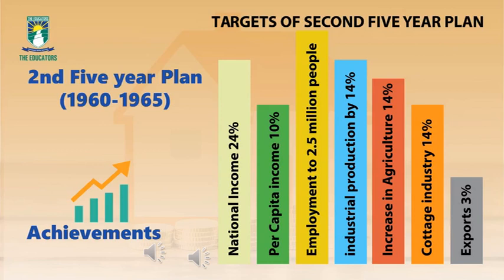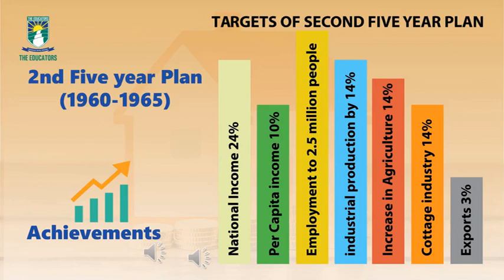Now I will tell you about achievements of second five-year plan. National gross income exceeded even beyond 30%. Exports were increased at the rate of 7%. In industrial sector, more than 40% growth was recorded. In agricultural sector, more than 15% growth was recorded.